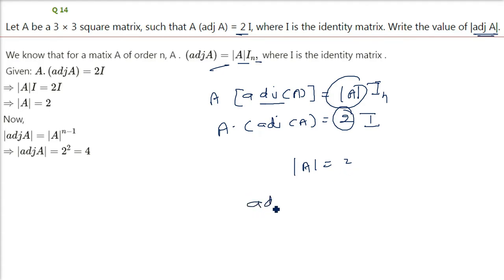So now determinant of A is 2. Now we already know that the determinant of adjoint A is nothing but determinant of A raised to the power n minus 1. We have already done a question like this in this exercise. So determinant of A is 2. Order is 3. So 2 raised to 3 minus 1, that is 2 square, is 4.